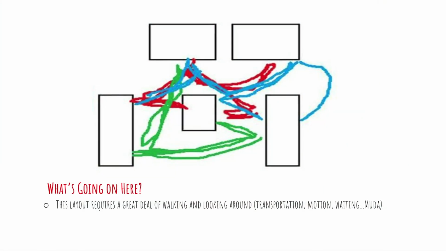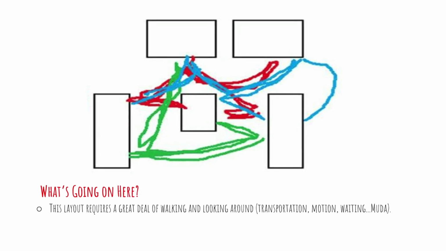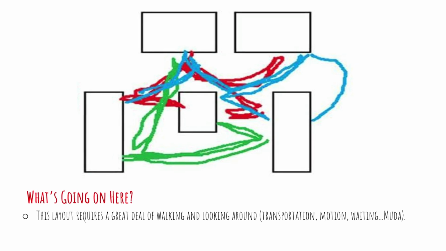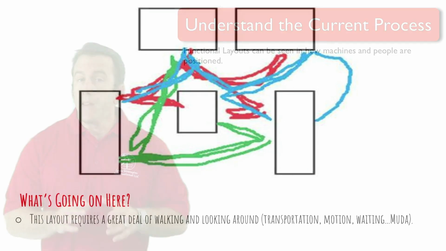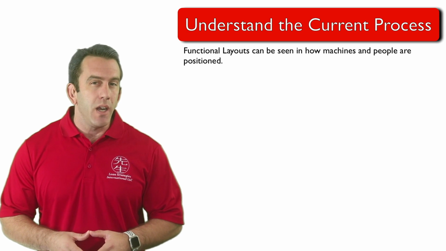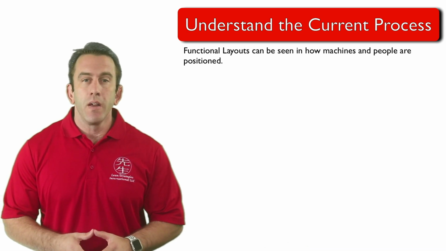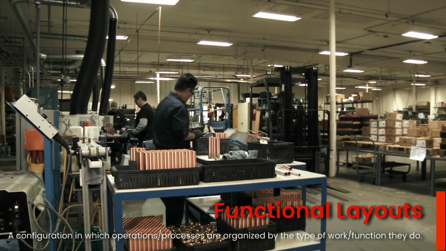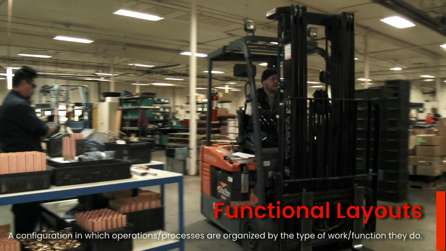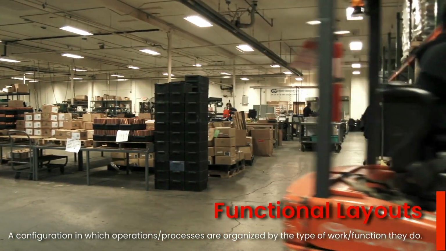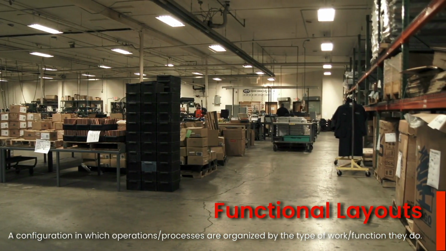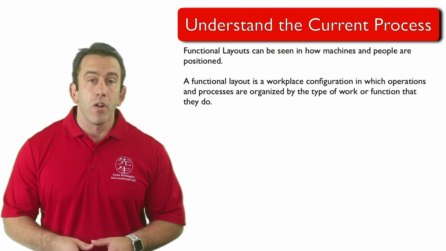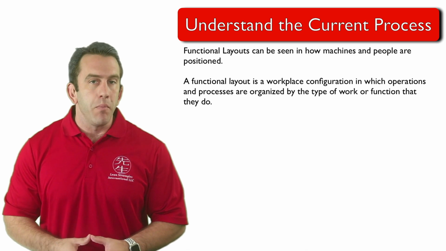In most organizations, a functional layout is established. Functional layouts are by far the most common layout you will find in organizations. These layouts can be seen in how machines and people are positioned. A functional layout is a workspace configuration in which operations and processes are organized by the type of work or function that they do.